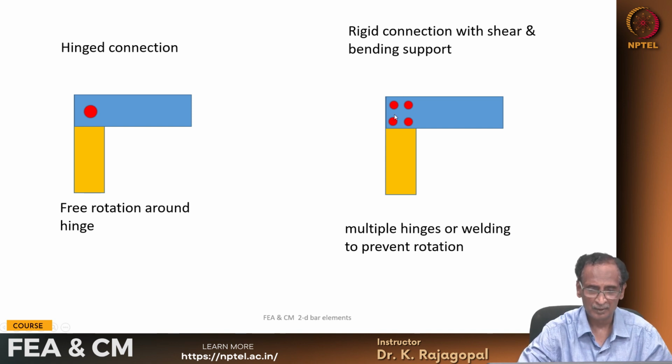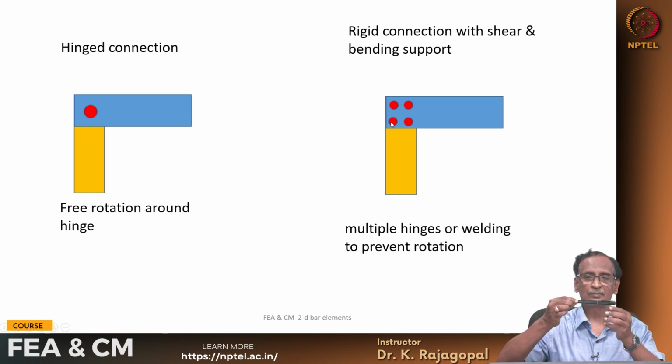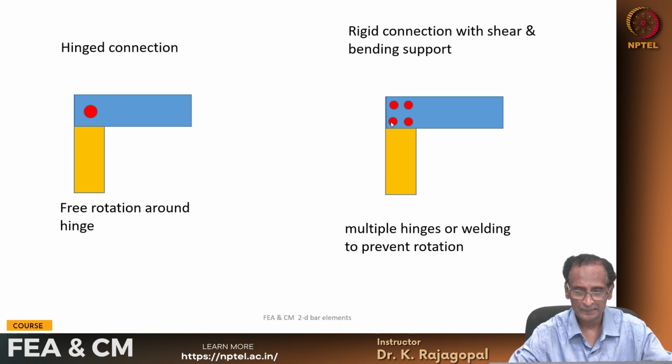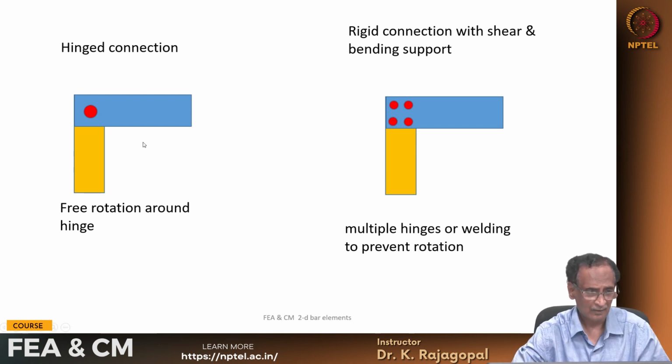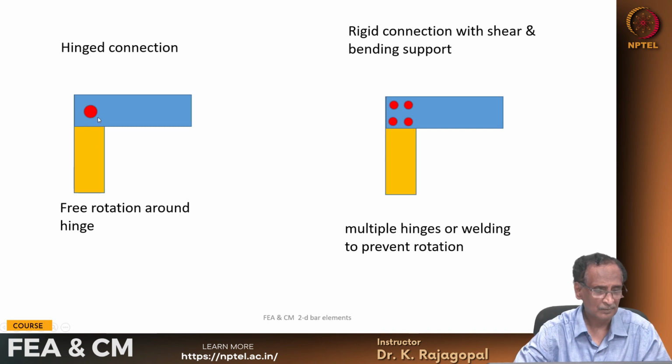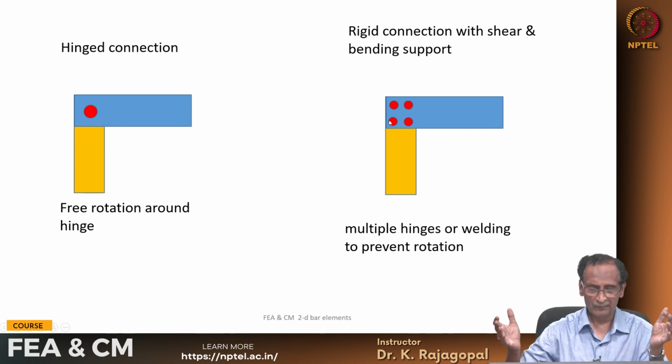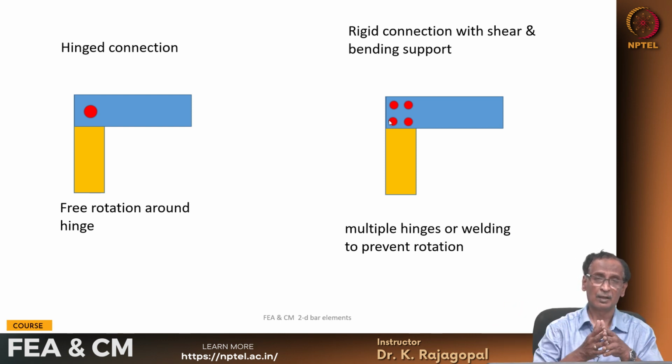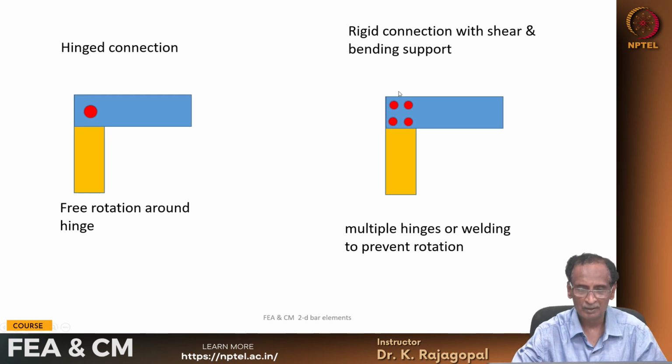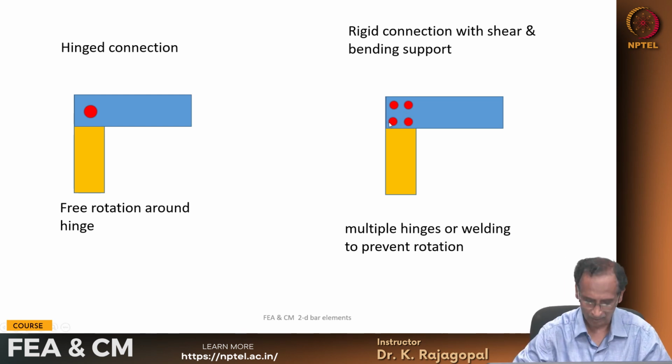If you give multiple hinges, let's say 2, 3, 4 and so on, or a weld, then we will not be able to rotate freely. When we rotate, we develop some forces, some shear force and some moments. In truss structures, all the elements are connected with one single hinge, whereas in a building frame you can imagine either a welded connection or a more rigid connection with more than one hinge at each joint.